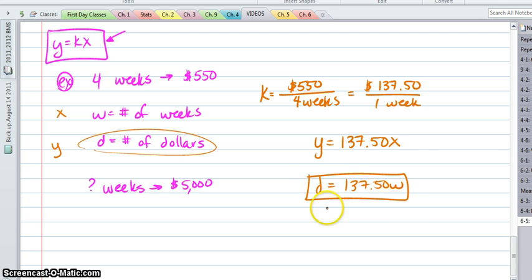Now, we want to know how many weeks it will take Marley to earn $5,000. So I'm substituting the $5,000 in for dollars. When we divide, we will need to round, and we get about 37 weeks.